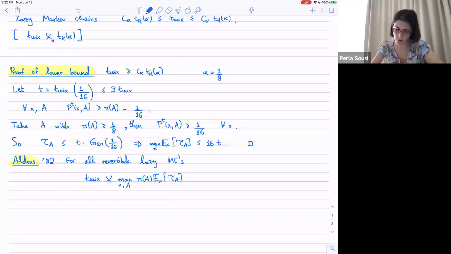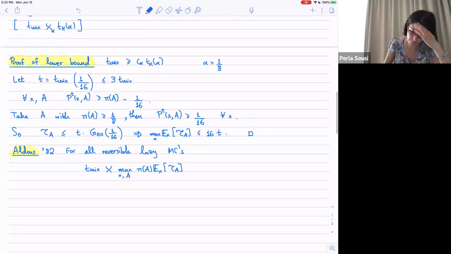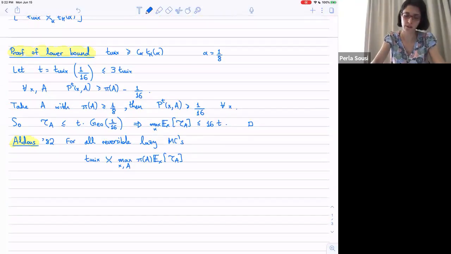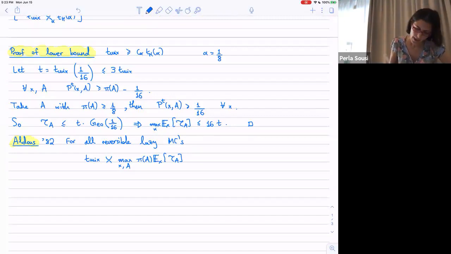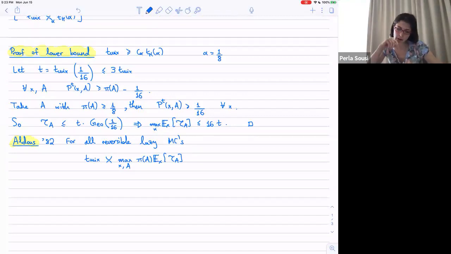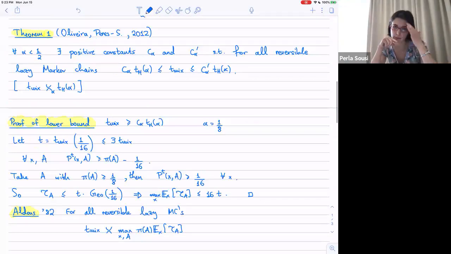And of course, the lower bound that I showed also follows trivially from this result. Okay, so that was a result due to Aldous from 82. And I'm going to come back to the work of Aldous in a little bit when I talk about the proof of the upper bound. Now I want to go back to the theorem and discuss the assumptions.